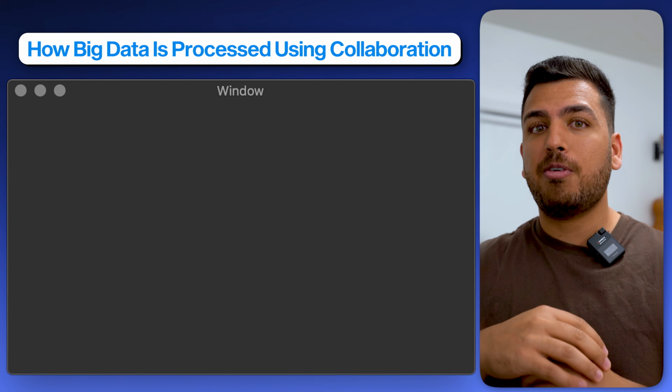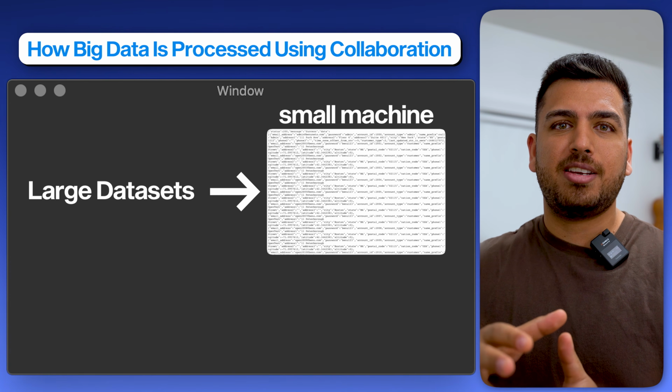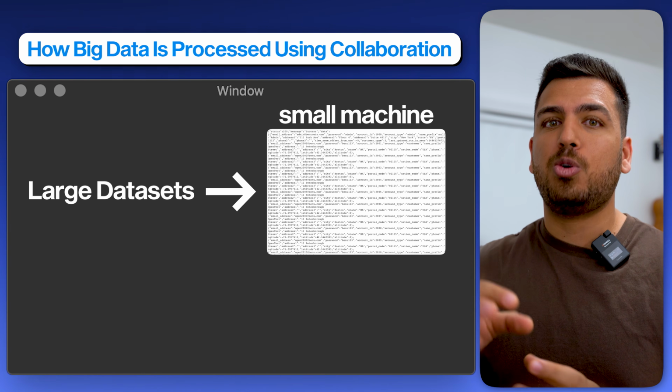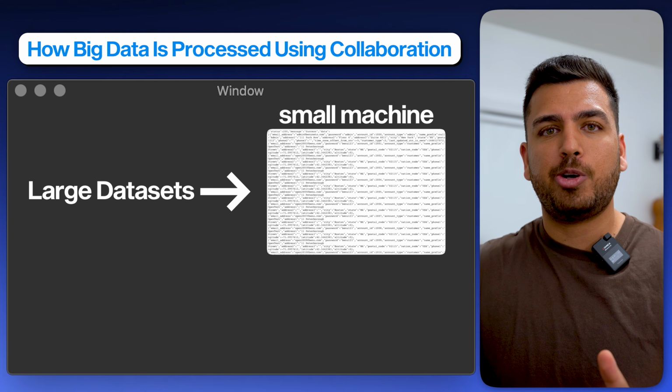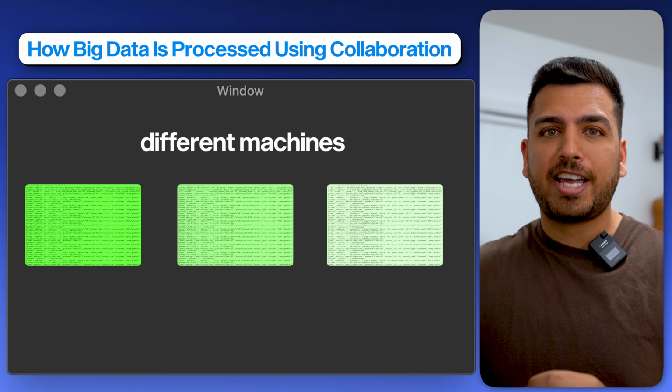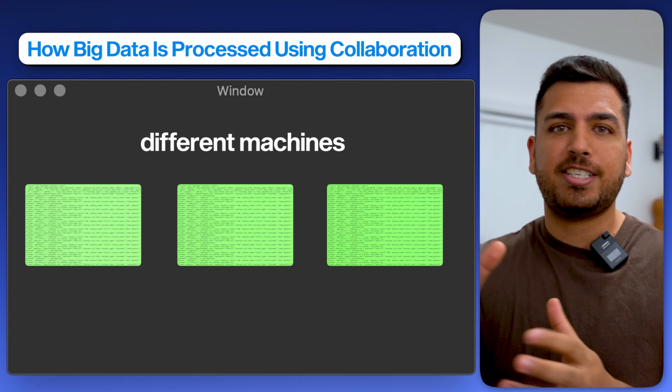Let's imagine that you have a very huge data set that you want to process, right? And if you have a very small machine, it won't be practically possible for you to process that data. So then comes the part where that data is distributed and the processing task is assigned to different machines. And this is exactly how data processing frameworks in data engineering work.